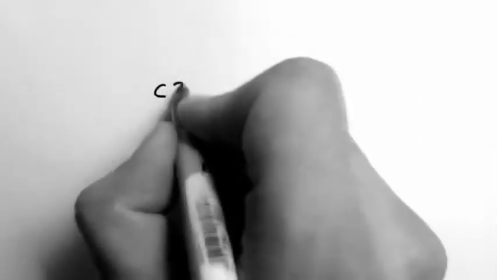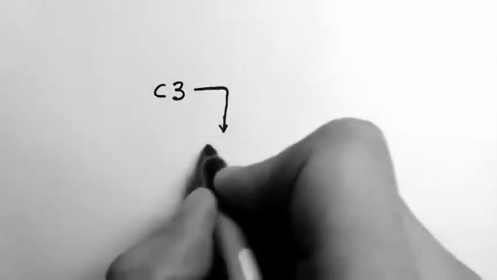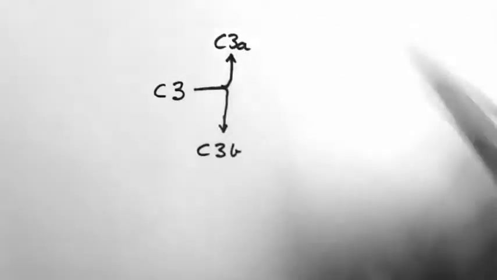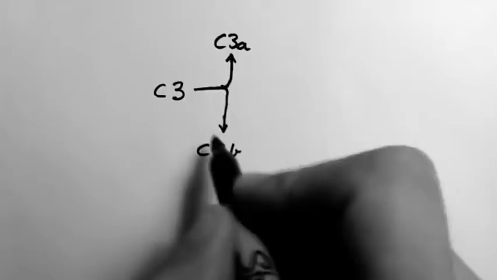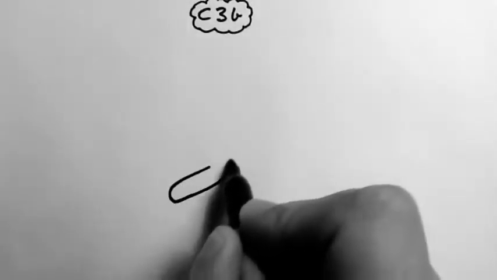So the whole of complement is kind of based around this process, which is the conversion of this molecule C3 into C3b and C3a. Now C3a is not important, but C3b is really important. For instance, if a pathogen invades your body, then C3b can attach to the outside of it, and it will attach all over.